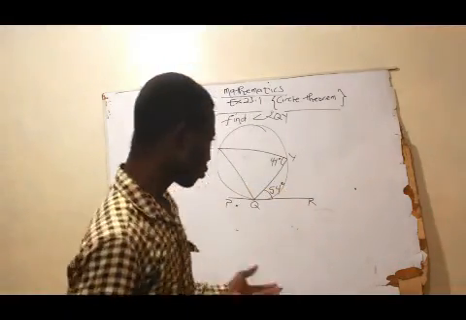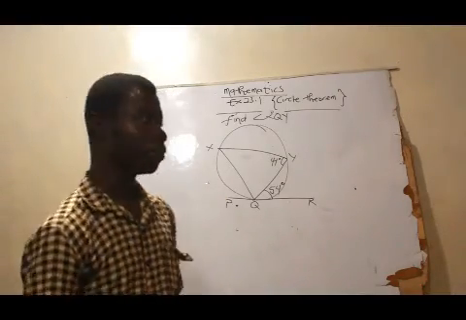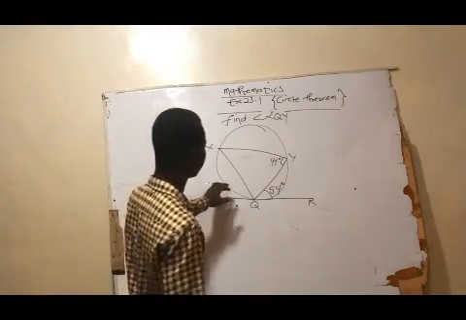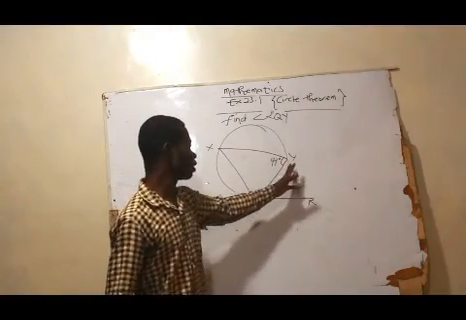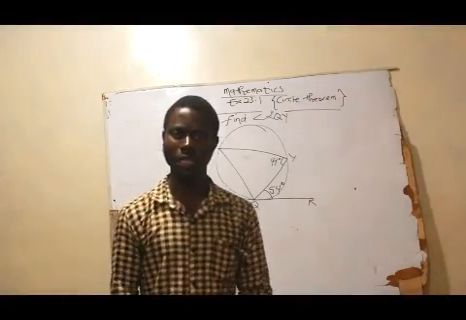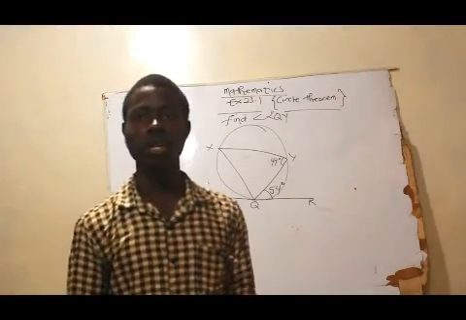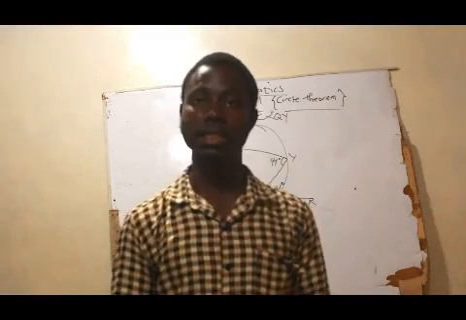So in this question we are told to find angle SQY. Now, angle SQY, as we know already, is found beside angle YQR. But how are we going to find it? We know that there is a property which says that the angle formed between a chord and a tangent is equal to the angle in the alternate segment.